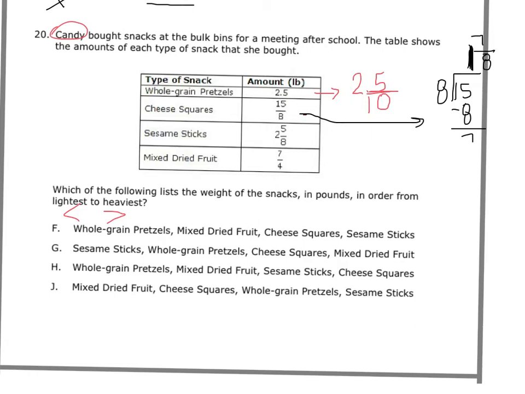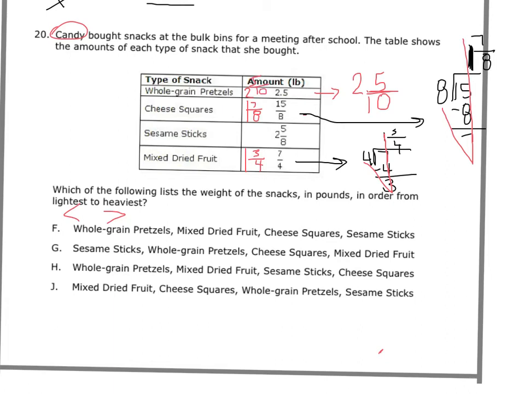1 and 7/8. 2 and 5/8, and then 7/4. Tebow again. 7 divided by 4. 1 and 3/4. Okay, remember, I just used the little backwards check mark to remember how to do that. 1 and 3/4. Just like here, 1 and 7/8. Okay. 1 and 3/4. And that's 1 and 7/8. And that's 2 and 5/10.